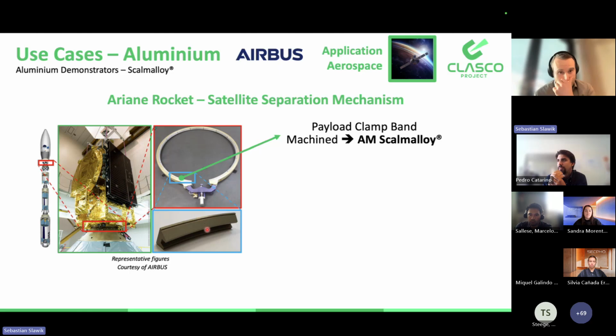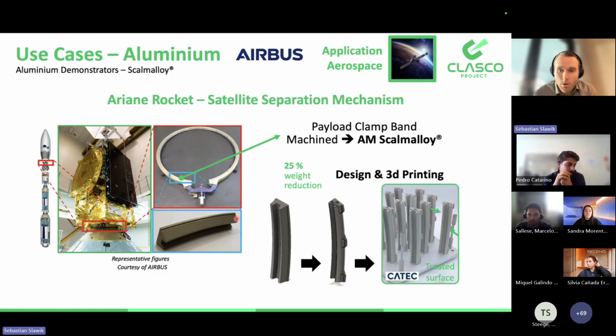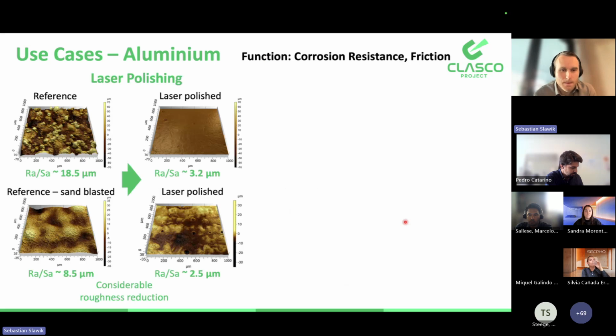The final use case part is the satellite's separation mechanism from the Ariane rocket, the clamp band, which is shown here. And this also we did design optimization, and in all the components we achieved a weight reduction of more than 25%. And at the end, these are the treated parts.